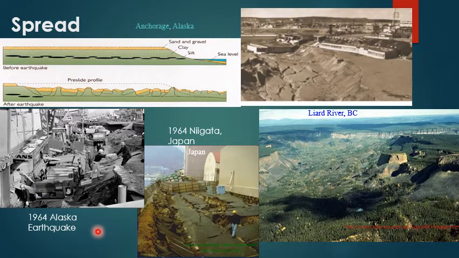Spread, or lateral spread or flow, refers to landslides that commonly form on gentle slopes or flat slopes that have rapid fluid-like flow movement similar to water. It is common in loose sediments consisting of sand, clay, and silt that are found along fluvial and coastal environments.